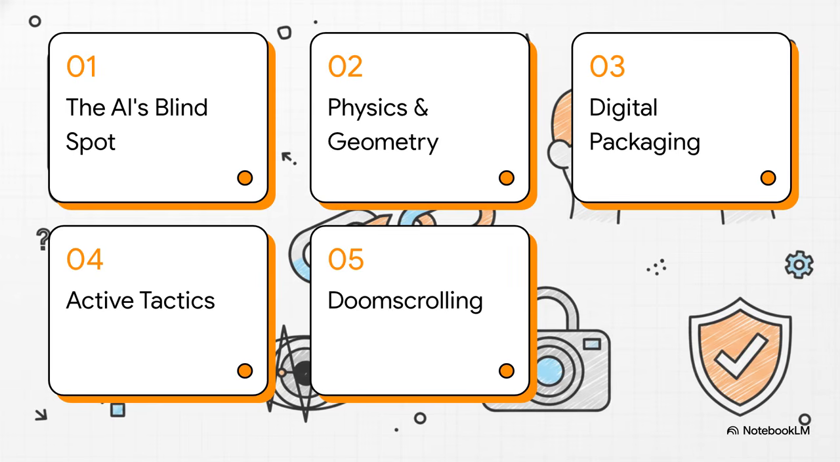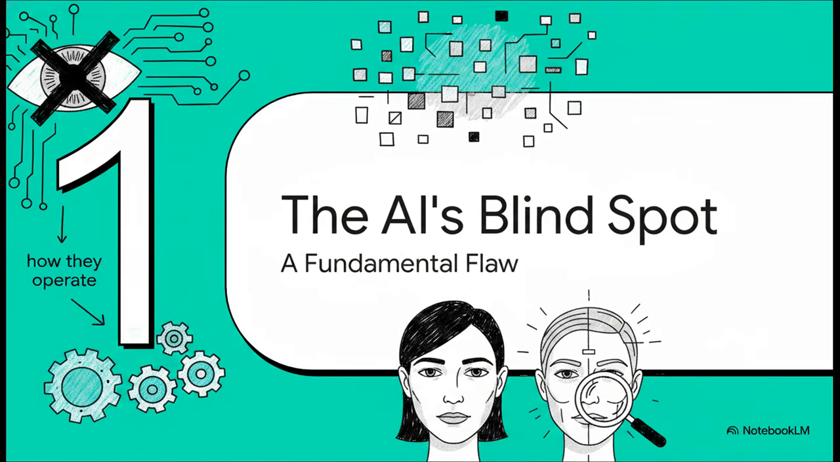Today, we're unpacking a full forensic toolkit. We'll start with the AI's blind spot, check out some physics and geometry fails, explore digital packaging and acoustics, dig into watermarks and reverse engineering, and finally, we'll wrap up with a doom-scrolling reality check. All right, Section 1, the AI's blind spot.